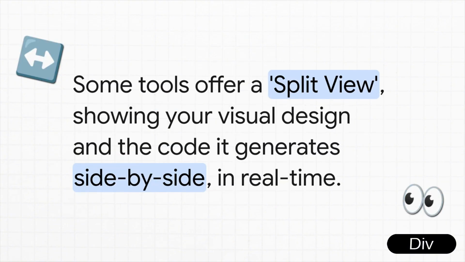And if you want to see this in action, a lot of the more advanced tools have something called a split view. It's so cool. On one half of your screen, you see your visual design, and on the other half, you see the actual code being written live as you make changes. It's the perfect way to see how the world of clicks connects to the world of code.